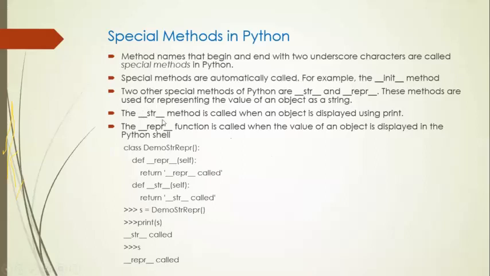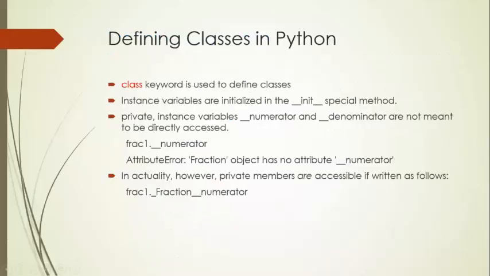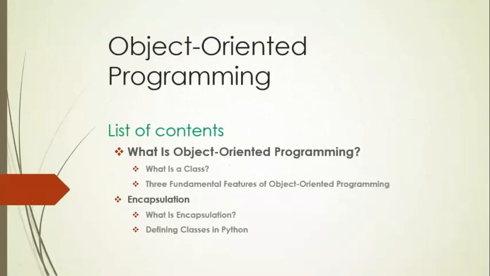The underscore underscore str underscore underscore method is called whenever you try to print the object of the class. Whenever you are trying to execute the object of the class in the Python shell directly, then it is going to call the underscore underscore repr underscore underscore method. Okay. So these are some special methods, and about encapsulation and object-oriented programming according to your syllabus, there are some more details we need to discuss. Okay, so we'll discuss them in the next class.